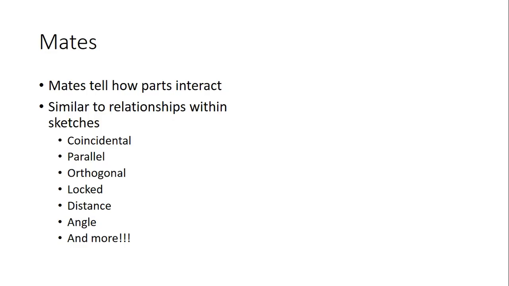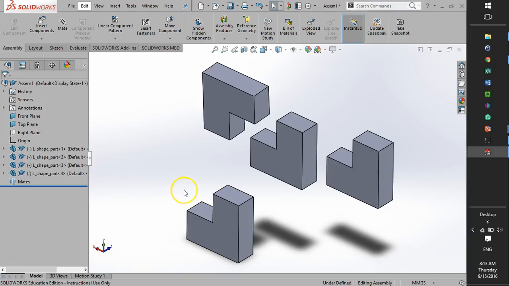So the next big idea after fix and float is mates. Mates tell how the parts interact. And they're very similar to relationships within a sketch. So there's coincident, parallel, perpendicular, locked. I don't know if there's an equivalent of locked in a sketch. We can do distance, angle, and there are quite a few more. Some are unique to assemblies and have no parallel with sketches. So let's start playing around with that.